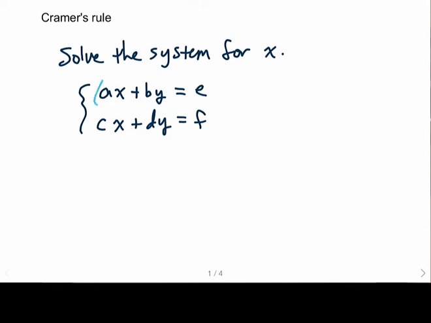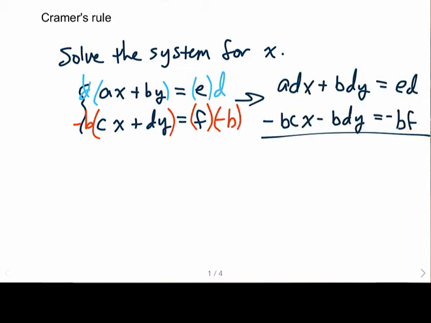I'm going to multiply the first equation by d. I'm going to multiply the second equation by negative b. And of course, what I mean is multiplying both sides in both cases. And when I do this, my first equation becomes adx plus bdy equals ed. And the second equation becomes negative bcx minus bdy equals negative bf. And if I add these two together, I eliminate the y terms.